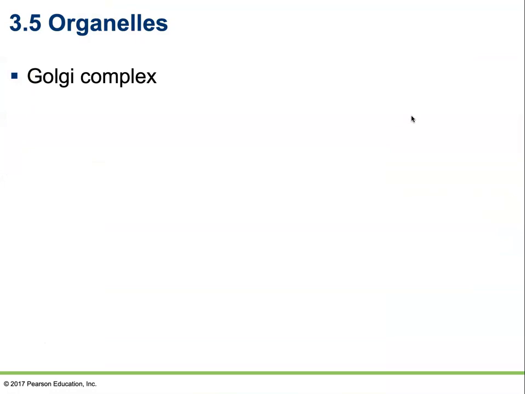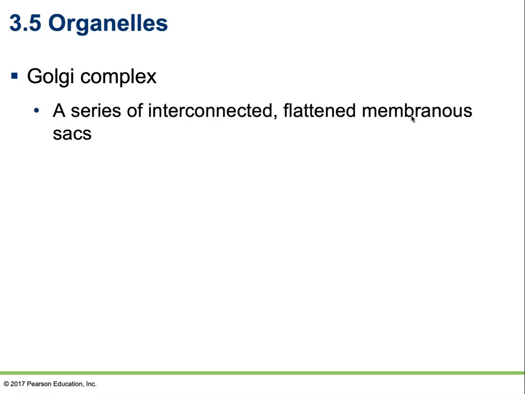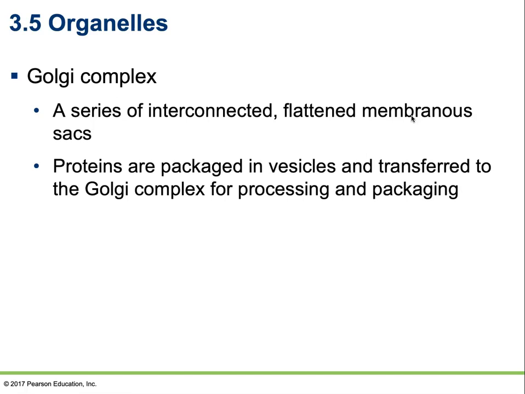All right, the next organelle we're going to look at is going to be the Golgi Complex. The Golgi Complex is a series of interconnected, flattened membranous sacs. This is going to be sort of our packaging center. We're going to pick up the proteins that were packaged in vesicles. We're going to transfer them to the Golgi Complex for processing and packaging.